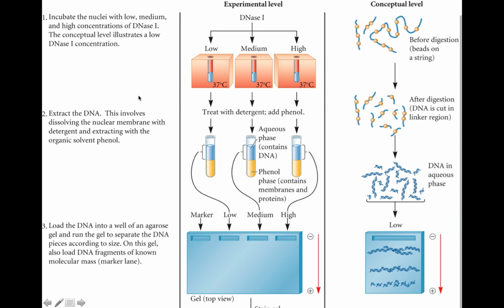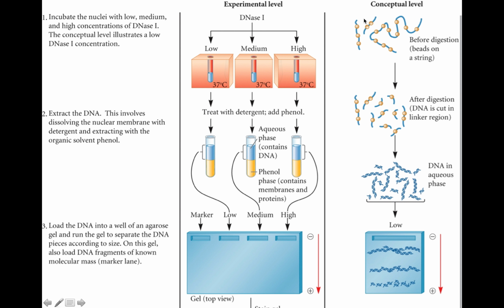Marcus Knowles started with a preparation of nuclei. Okay, so he took some cells and he isolated just the nuclei from them. And he put the nuclei into test tubes and he treated those nuclei with different concentrations of DNase. Okay, DNase 1 is an enzyme that will break the phosphodiester backbone of DNA and cut it into smaller pieces.